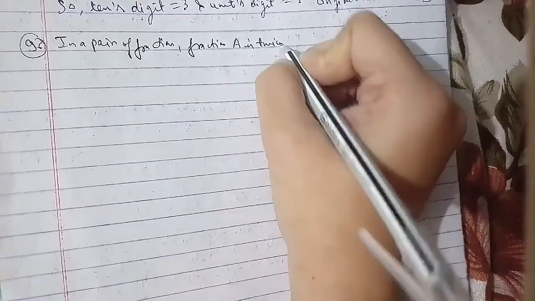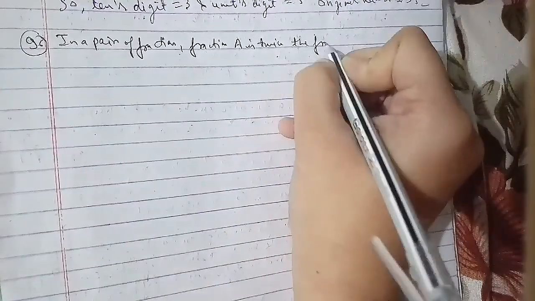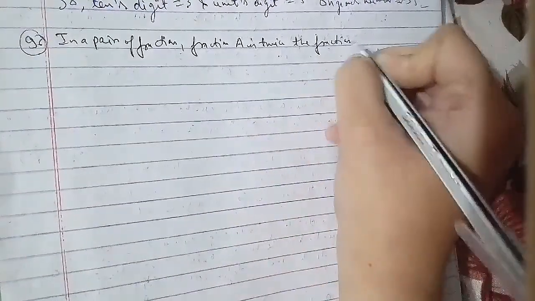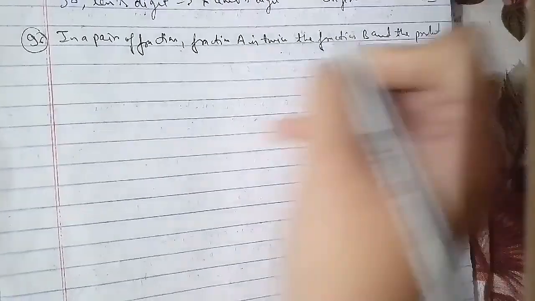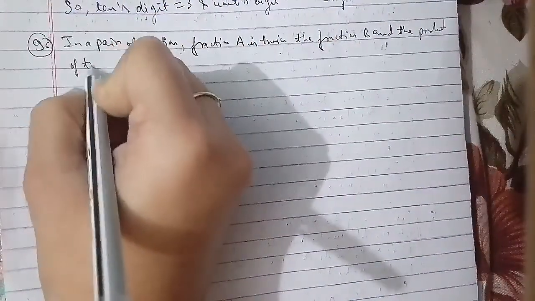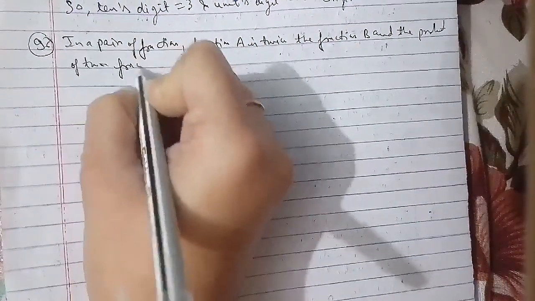So A square equals 4 upon 25. A equals 2 upon 5. So the square root of 4 is 2 and the square root of 25 is 5. So we'll get the answer here. Now we'll go ahead for another one, another question here.